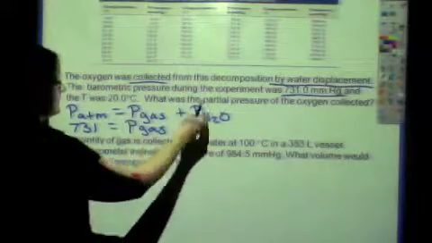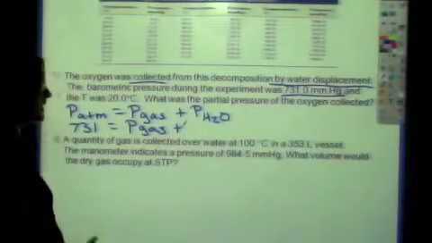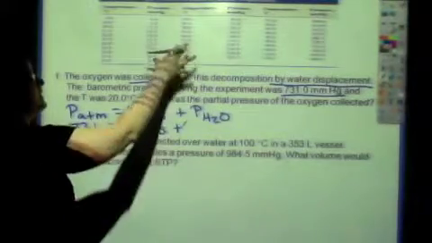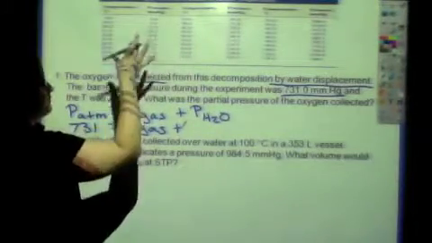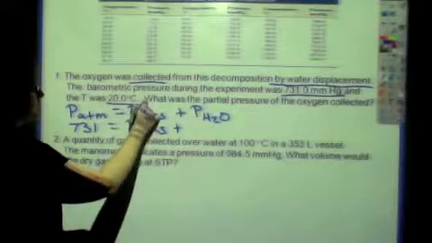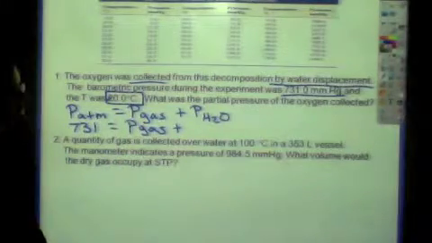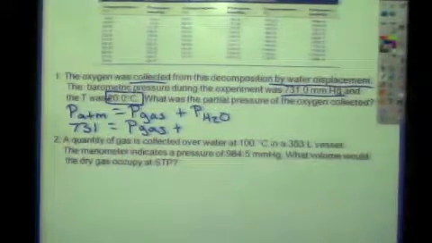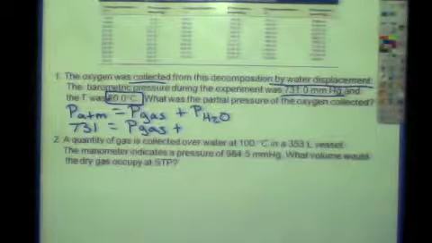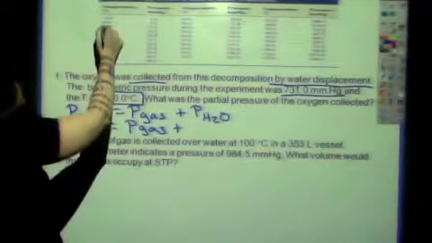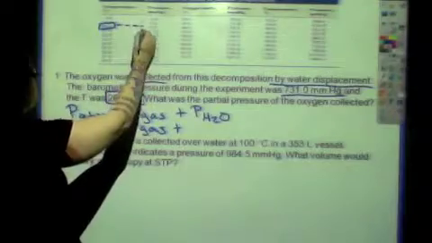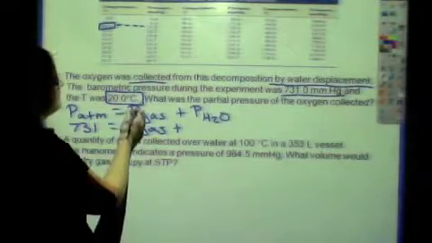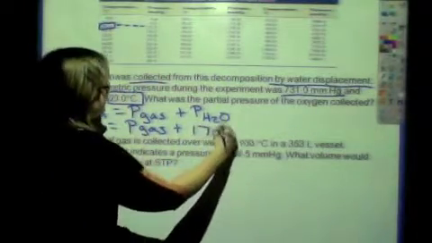So then we have pH2O. Where does that come from? It comes from the table. Now the table is based off of temperature, so you need to look at what your temperature is. In this case, your temperature is 20 degrees Celsius. So you're going to go to 20 degrees Celsius, which is here. Go across, and you should see that it says 17.5.